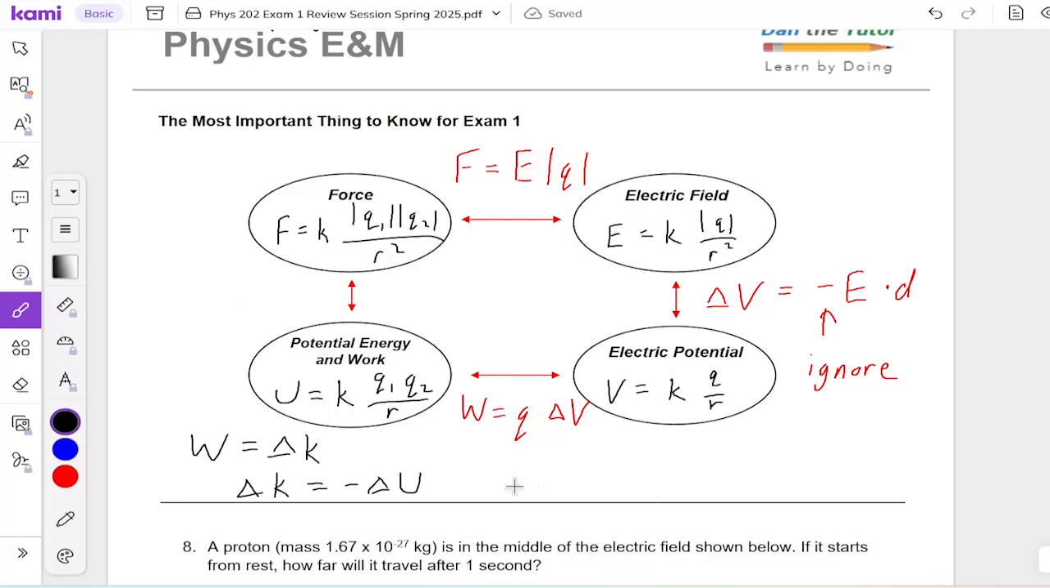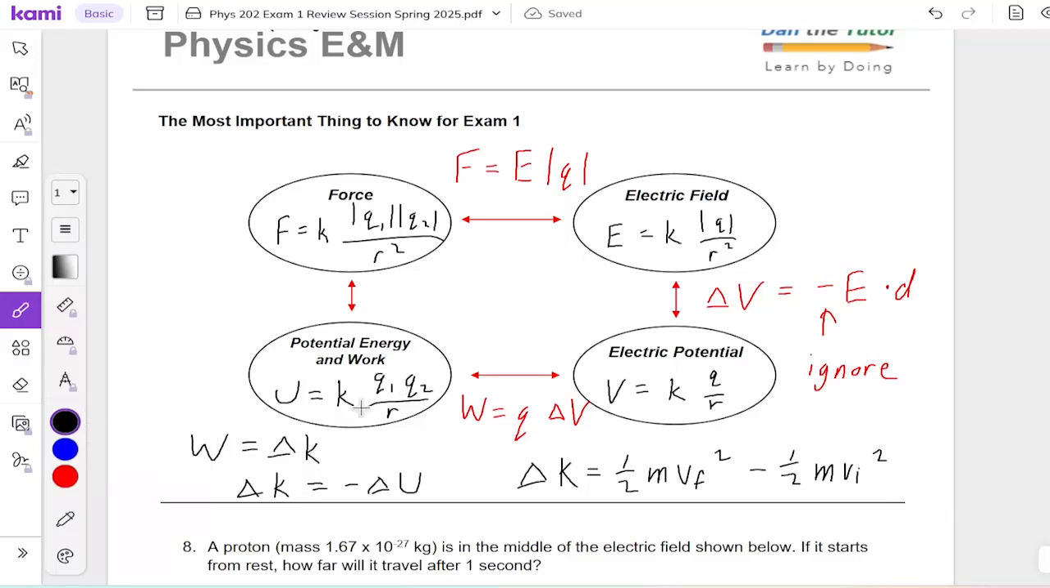Also, don't forget, delta K is 1/2 mv final squared minus 1/2 mv initial squared. You have no idea how many students don't remember that. They'll get all the way there and then they'll forget this, and it's like, well, we can't solve it if you don't know this.